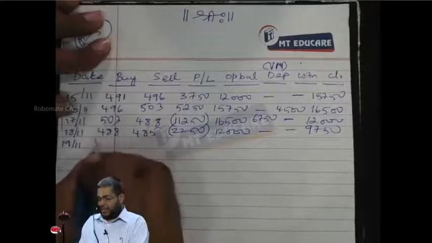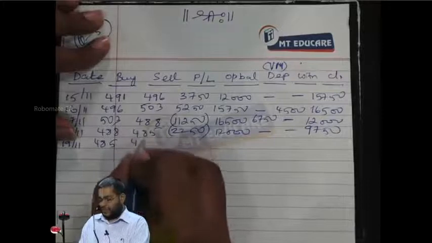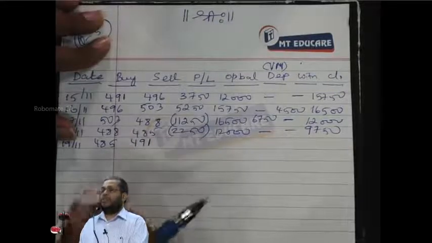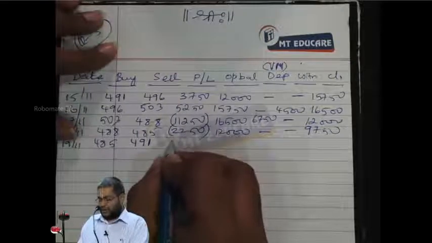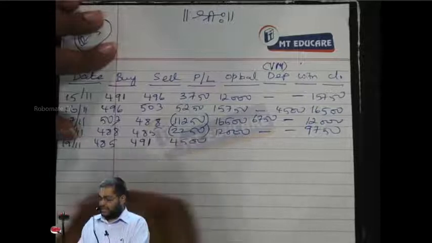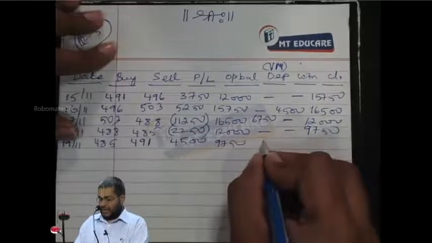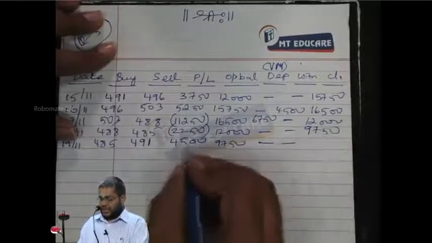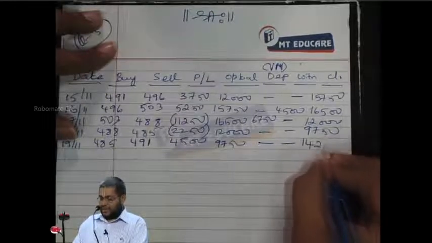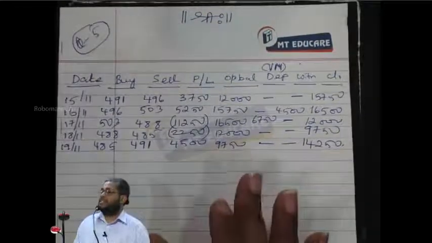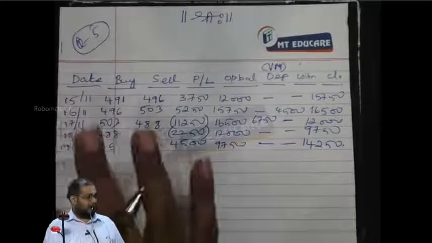19/11. What is the opening? 485. Settled at what price? 491. How much per contract? 6 rupees. In how many shares? 750. What is the number? Profit? Yes, 4,500. And what is the opening balance? 9,750. Now tell me, 9,750 plus what? 4,500. What is the number? 14,250. This is how the margin account looks with the initial margin, variation margin and the maintenance margin.